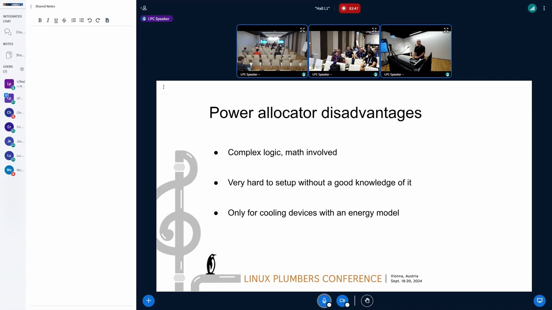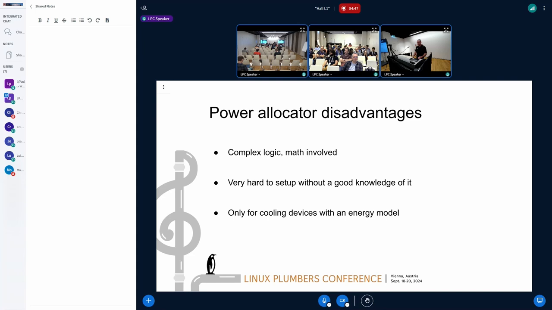The disadvantage of the power allocator governor is the logic inside is very complex and there is a lot of math involved. And if you don't have a very good knowledge of how the IPA and the PID loop work, then it's very hard to configure and do the setup. So for each thermal zone, you have a coefficient. This coefficient is part of the equation of the PID loop, and it will depend on the ambient temperature, the workload, and the platform. If you don't know how to find this coefficient, the PID loop is not working very well, and the result is a kind of signal jittering around the temperature limit.